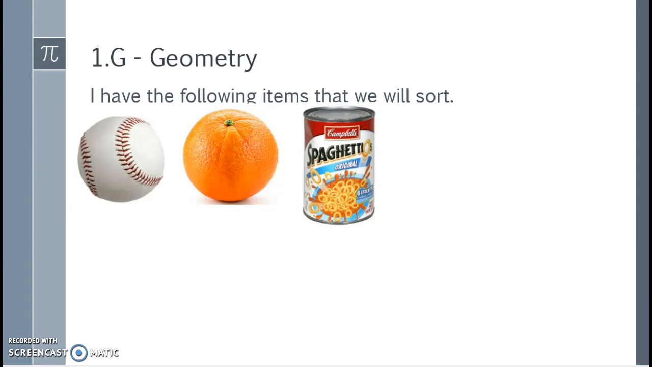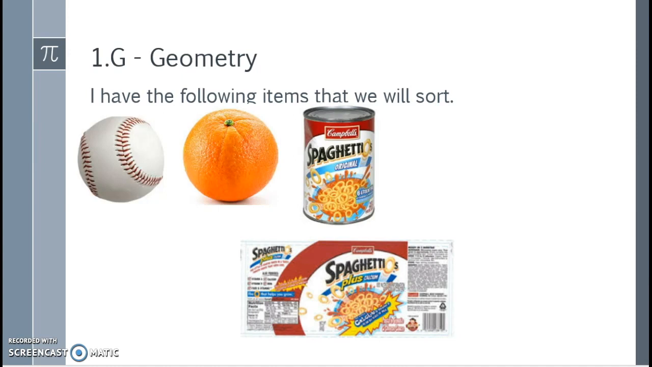This food can here is a cylinder because it has circles on the top and the bottom. If I were to peel the label off and flatten it, the label is a rectangle. The toilet paper roll is also a cylinder since it has a circle on the top and the bottom. However, it is made of paper and not all cylinders are made of paper.